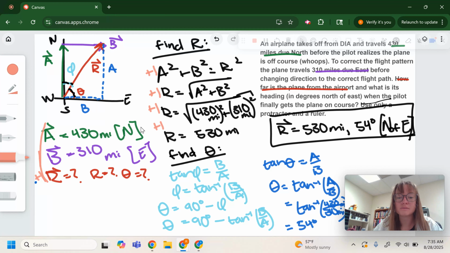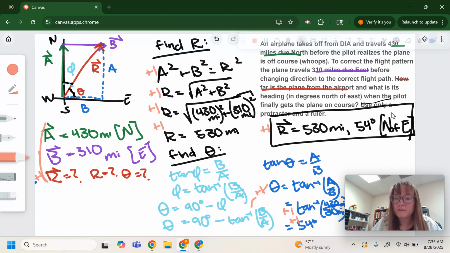Then, when you find theta, you get a point for some expression for theta, either inverse tangent of a over b or 90 degrees minus inverse tangent of b over a. Either one of those works okay, and either one will get you the point. Then you get a point for plugging in numbers to either expression, whichever one your heart desires. You get a point for a final correct answer for theta. Then you get a point for putting it all together as one statement for the vector r.